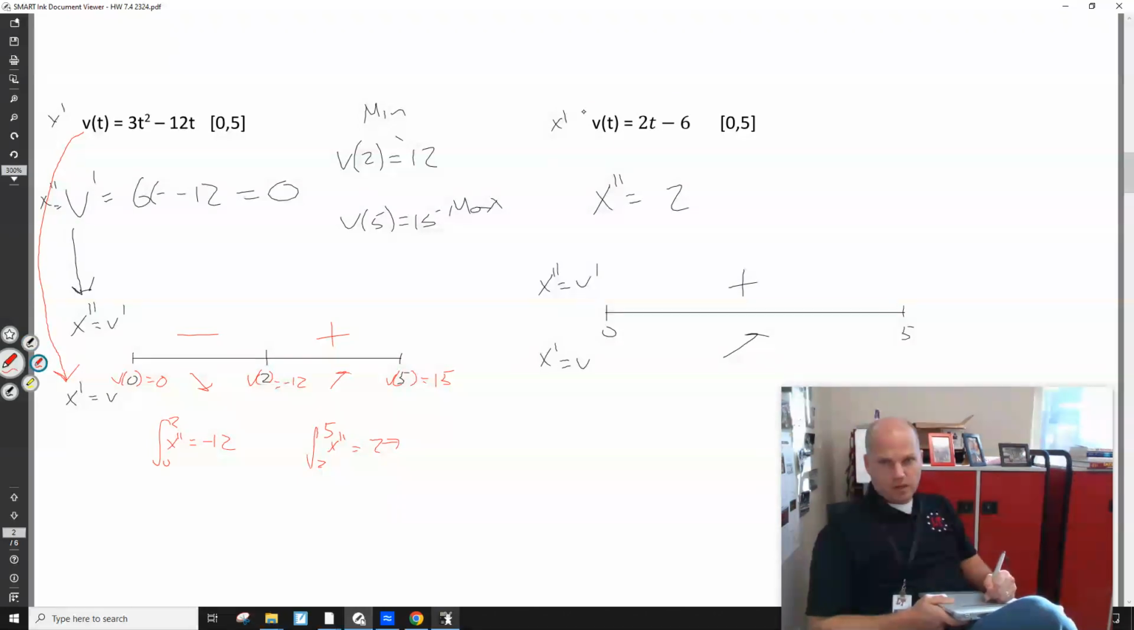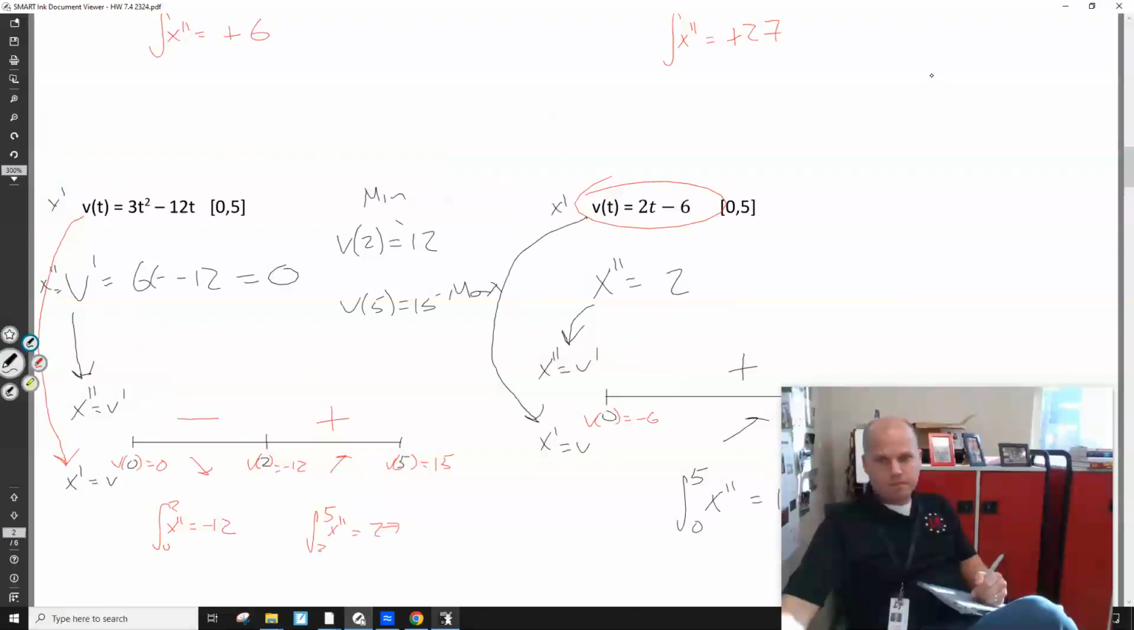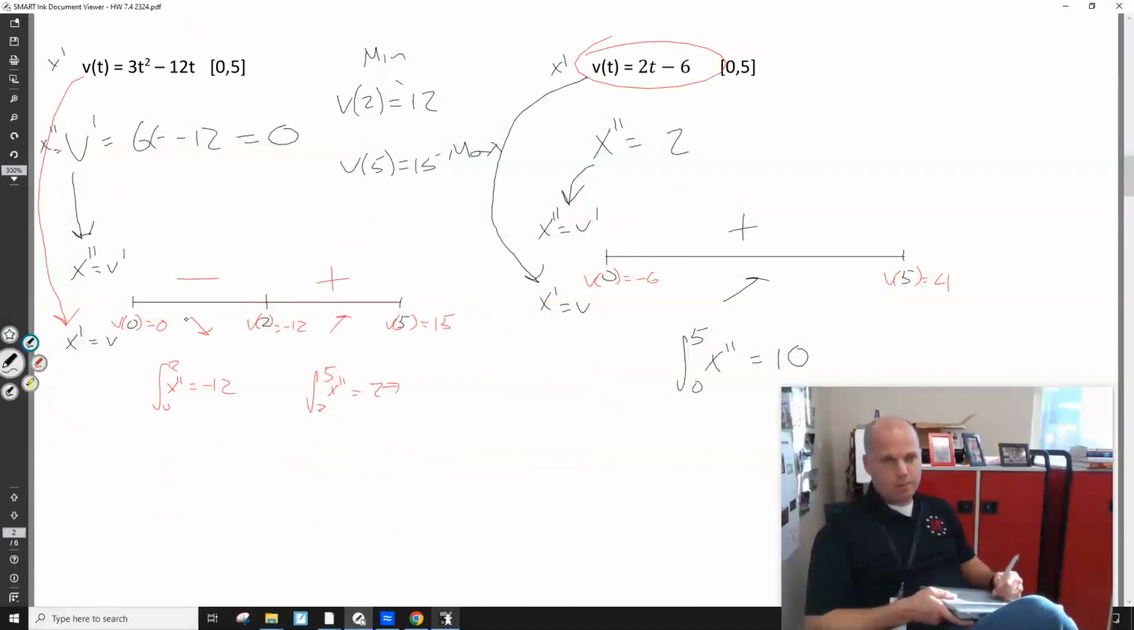You have your velocity equation. This is what went into your sign analysis. This is what goes into your positions, your velocities. V of 0 is -6. V of 5 is 4. My accumulation from 0 to 5 of my second derivative must be positive 10. I increase 10. I have a min, then a max. I can look at the positions.